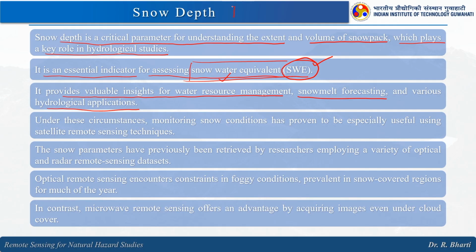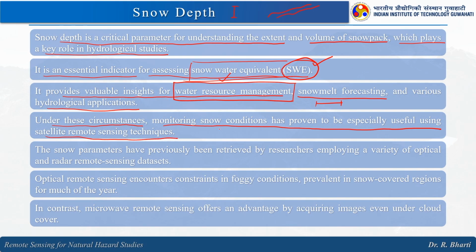Once you know the depth of the snow, you will be able to model how much water will be released with changing temperature. Those kinds of studies have been carried out. Under these circumstances, monitoring snow condition has proven to be especially useful using satellite remote sensing techniques, because we all know that in situ measurements are very difficult in these terrains, which are rough terrains.